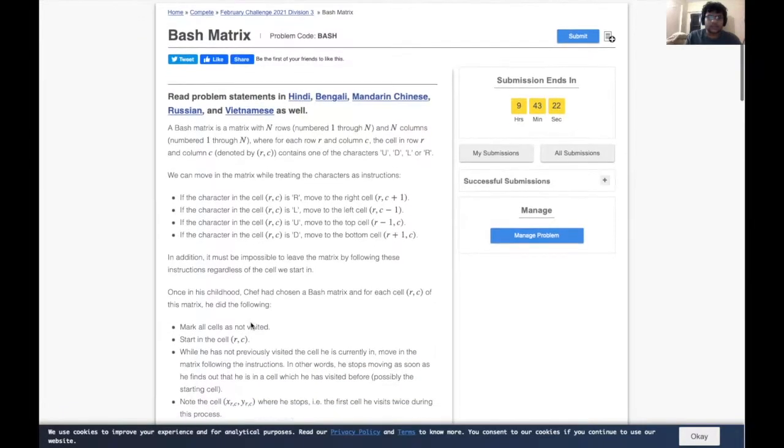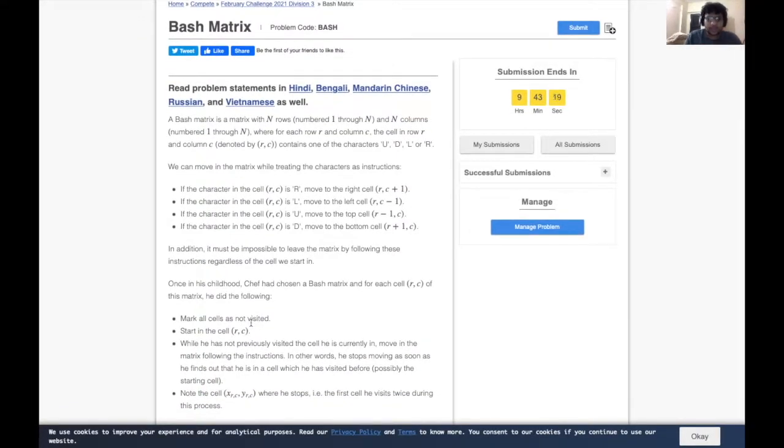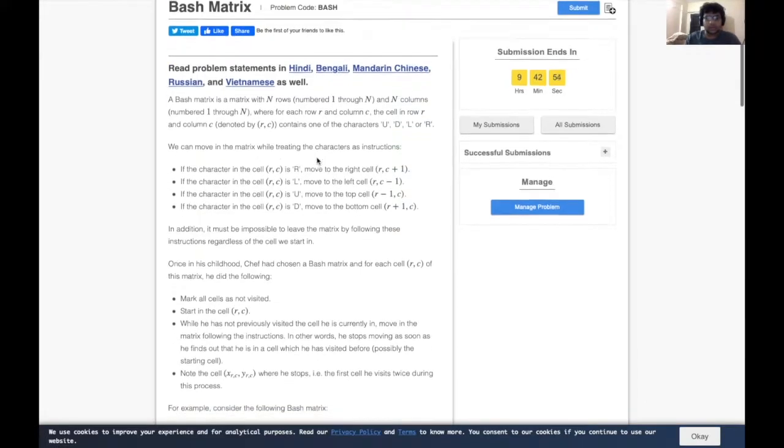The problem states a Bash matrix is a matrix with n rows numbered from 1 through n and n columns numbered again from 1 through n. So it's an n by n matrix. Basically, each element in the matrix has a character, either U, D, L, or R. U, D, L, or R denotes a direction for that cell.